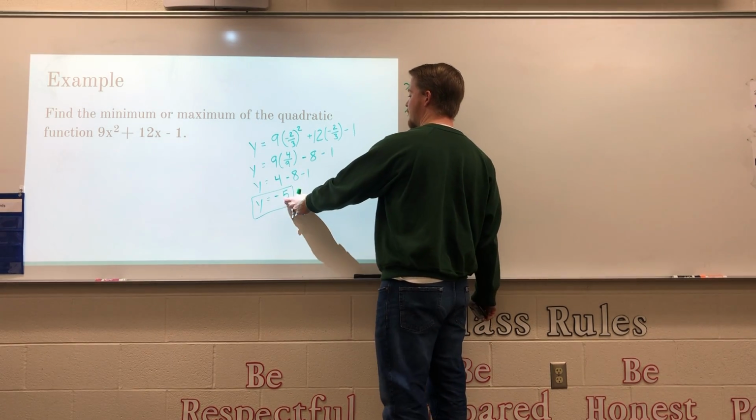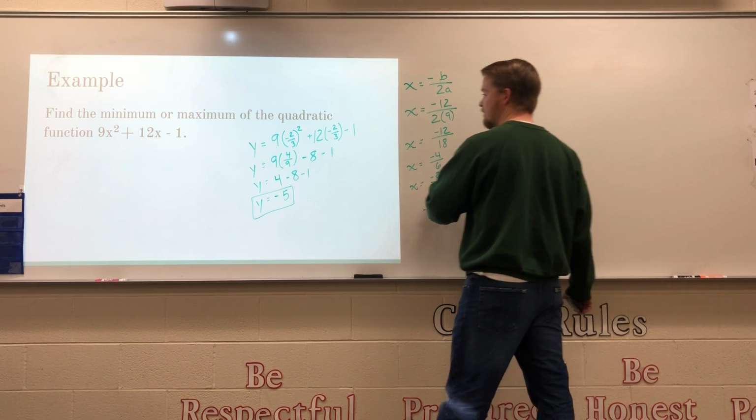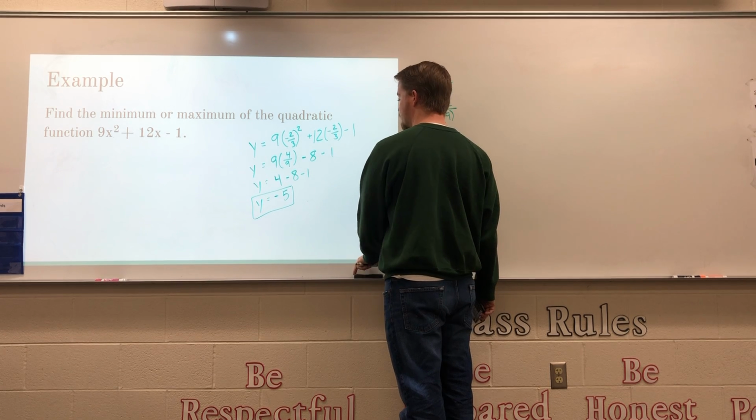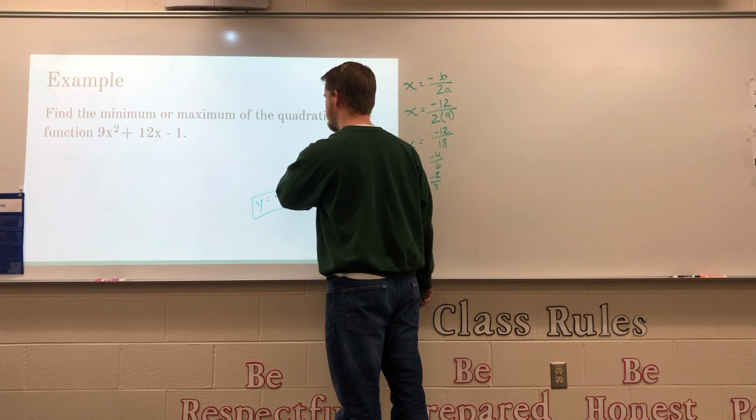So that would be your final answer to this. You plug in for your x, get your x, take the x you get, plug it in, and then you find your y. So that would be your final answer. Negative 5 is your minimum value for that quadratic function.